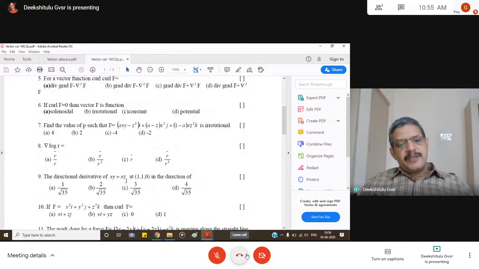Directional derivative of xy plus yz. You have done a good number of problems on this. Grad F, let us say this is F. Grad F dot the unit vector in the direction.